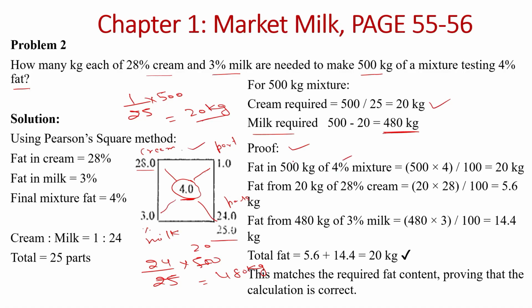So 4% of 500 is 20 kg, and 28% of 20 is 5.6 kg. Fat from milk is coming as 14.4 kg, and total fat is again 20 kg. This means our calculations are correct, so hence proved. It is obvious that the total fat will be the same. 14.4 plus 5.6 is expected to be 20 kg as per our calculations. So we have proved that our calculations are correct.